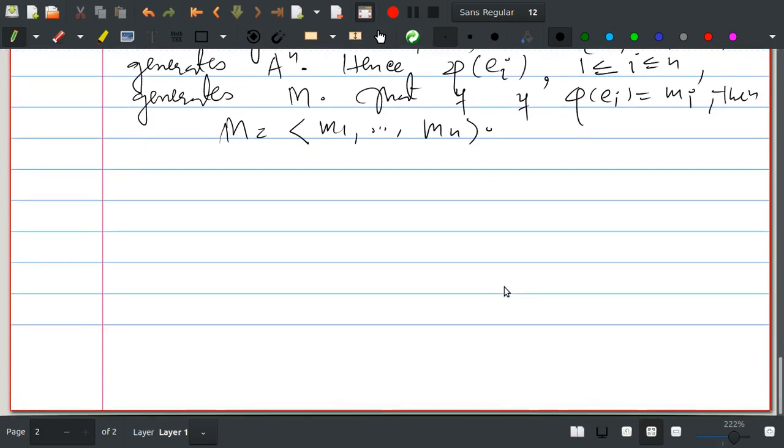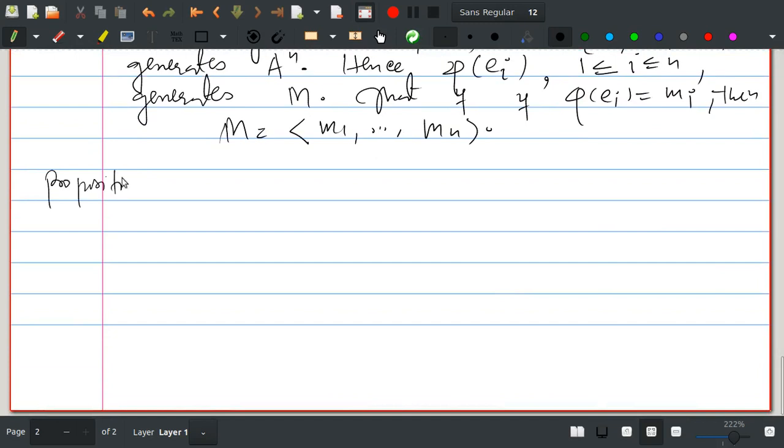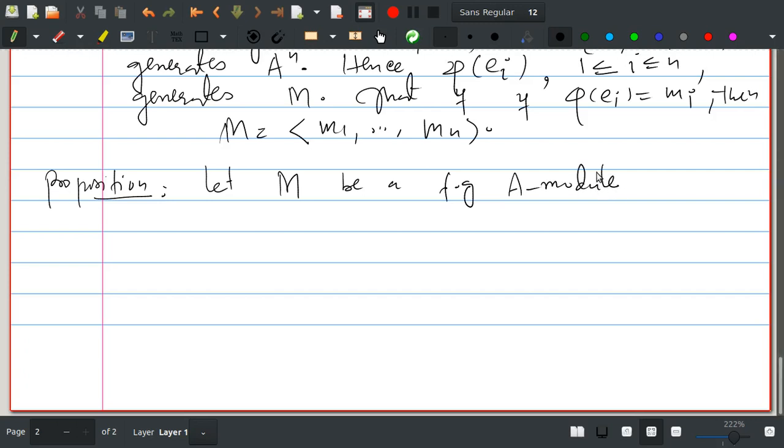Now let us prove this important result. So this is a proposition. Let M be a finitely generated A module and let I be an ideal in A.